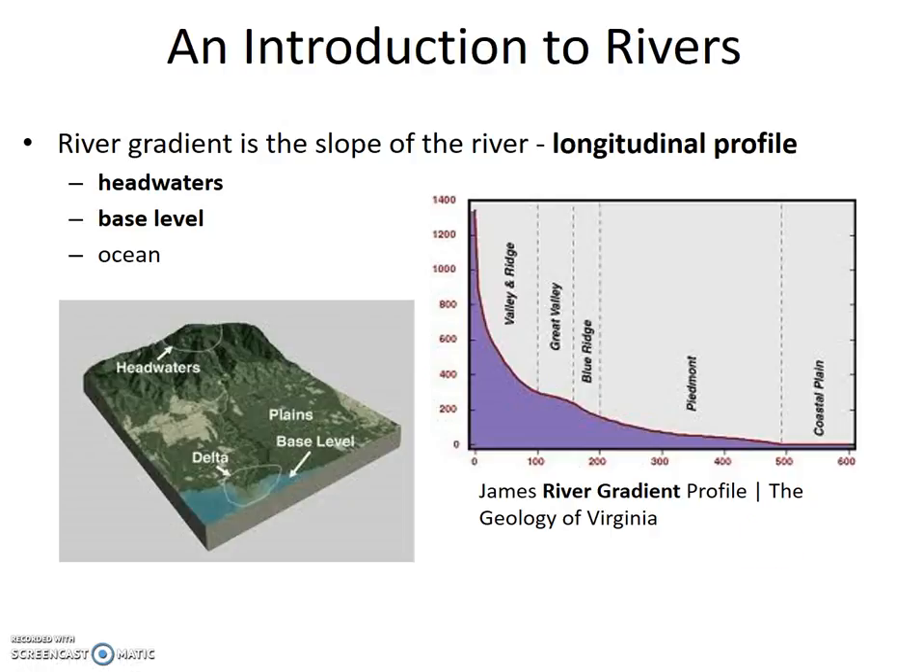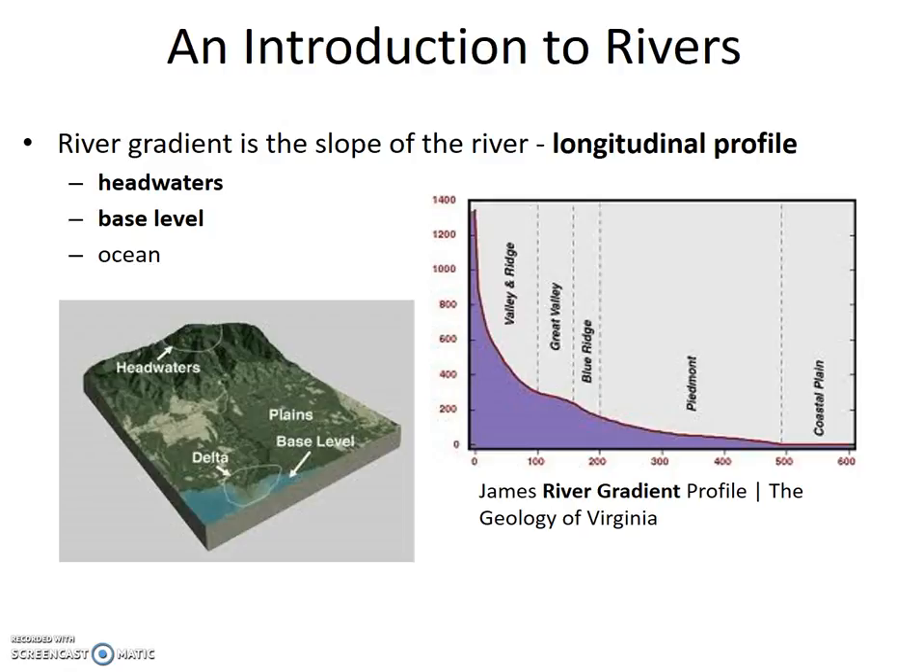Along the x-axis is distance, and along the y-axis is elevation. Notice the general pattern of the curve. At first it is steep near the headwaters, and then gradually becomes less steep as it approaches a base level, with the ultimate base level being the ocean. This general pattern is an exponentially decreasing curve. The image on the left gives you an idea of what the 2D graph looks like in 3D.